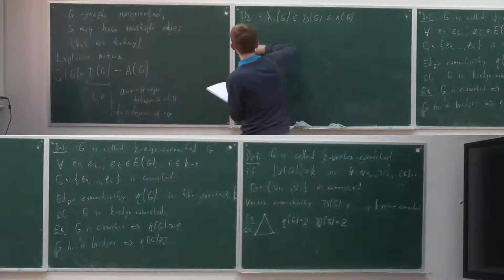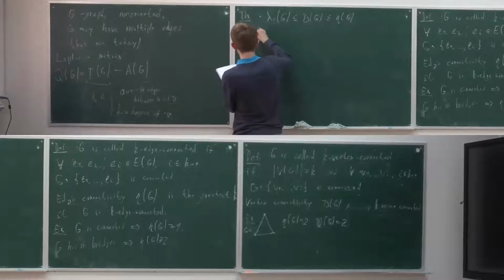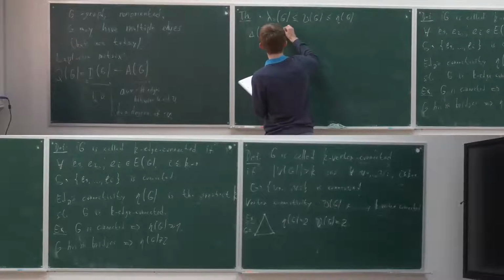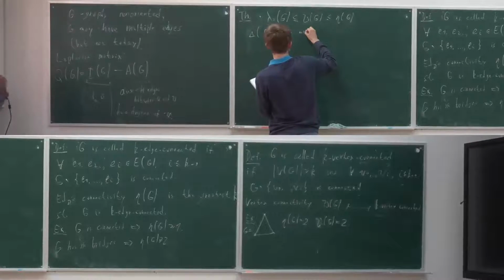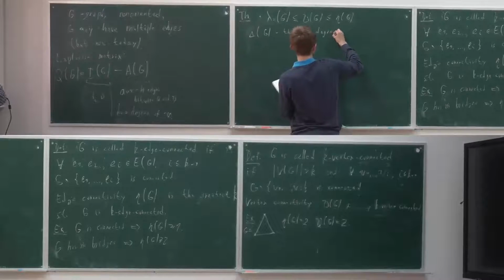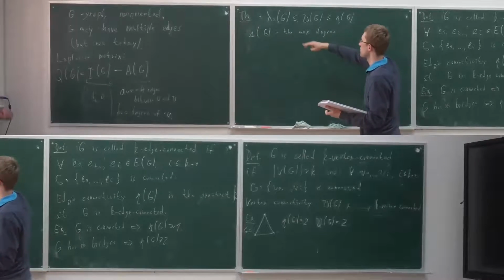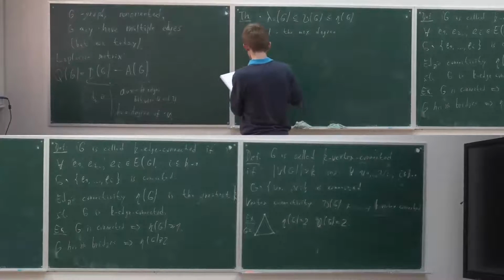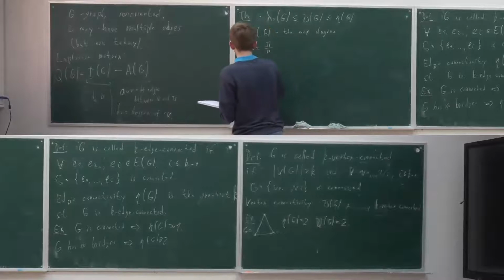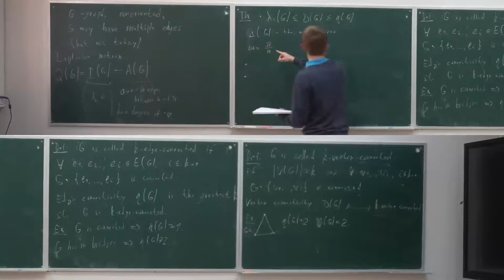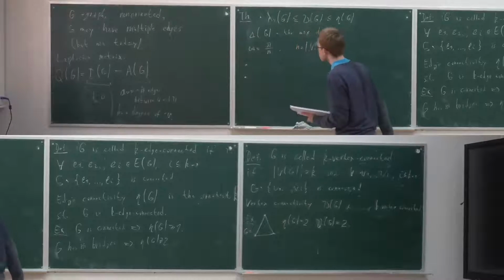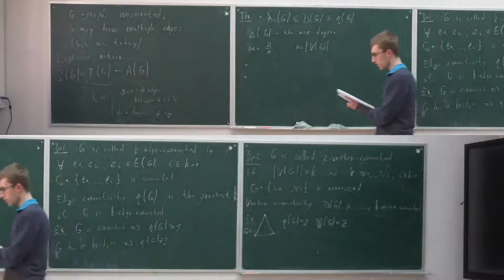So let me first introduce some notation. Delta of G is the maximal degree of vertices of G. And also we'll denote by omega the number pi over n, where n is the number of vertices in the graph. Then we have the following two estimates.